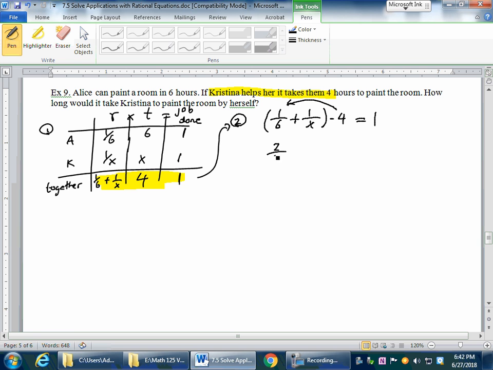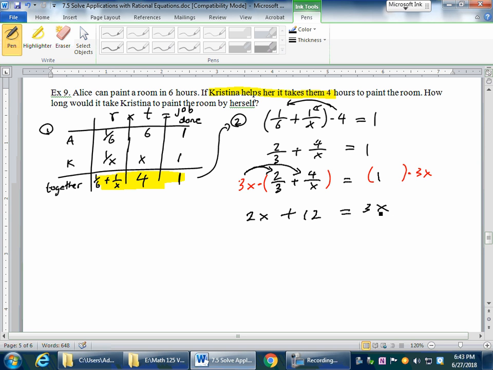For this problem, first we're going to distribute. 4 times 1/6 gives me 2/3, plus 4 times 1 over x is 4 over x, equal to 1. Now we need to multiply both sides by the LCD to clear the fractions, which is 3x. Distributing 3x into the first fraction, 3 and 3 cancel out, so it will be 2x. Into the second fraction, x and x cancel out, so 3 times 4 is 12, equal to 3x. Subtracting 2x from both sides, I get x is equal to 12. And that tells me how long Christina will take to paint by herself.